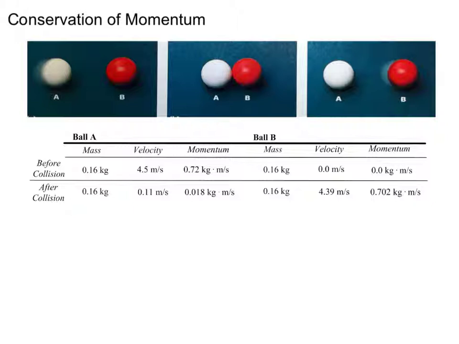This shows us that the momentum that ball A loses, which is 0.702 kilogram meters per second, is exactly equal to the momentum that ball B gains. Now, when we take this momentum as a whole system, that is, we choose the system to be both the balls together, we see that the total momentum before the collision is this 0.72 kilogram meters per second, and after the collision, the total momentum is the same, the 0.018 of ball A plus the 0.702 of ball B is the same as the momentum prior to the collision. The momentum of each ball changes individually, but overall the total momentum of the two balls together remains the same.